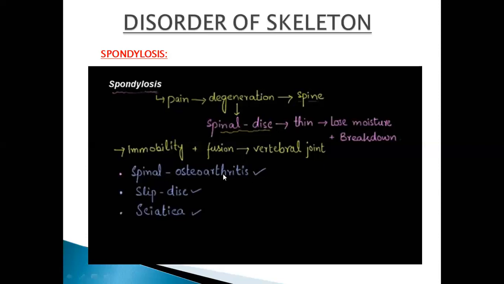Osteoarthritis is where the cartilage present between two joints vanishes. Slip disc and sciatica can also be types of spondylosis, or these can also be symptoms of these further diseases.